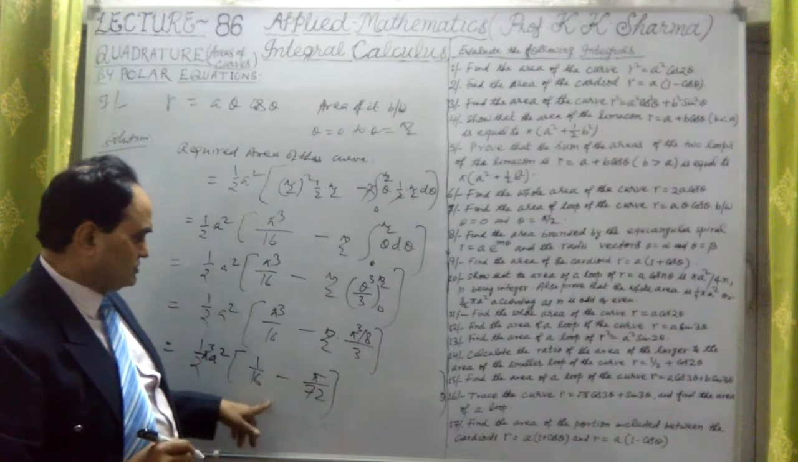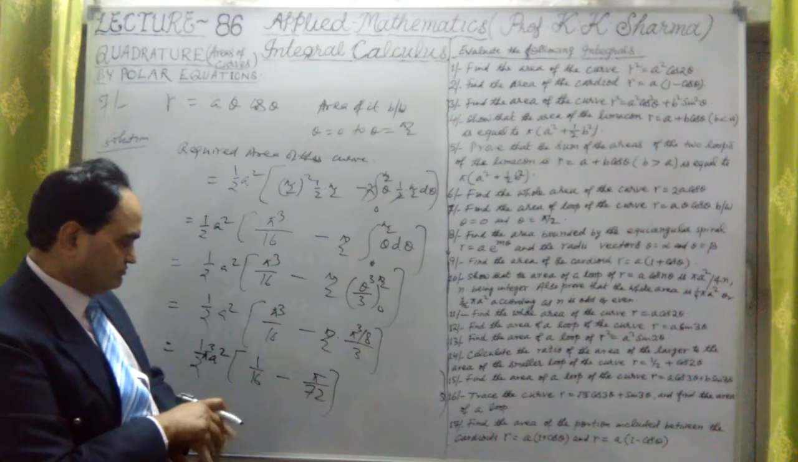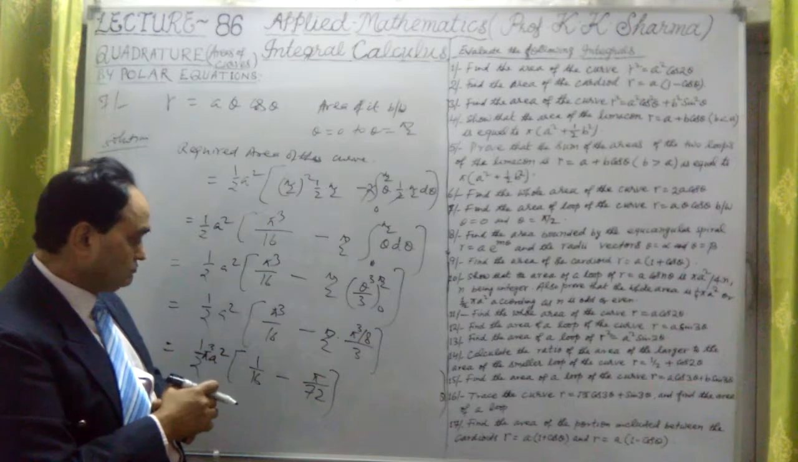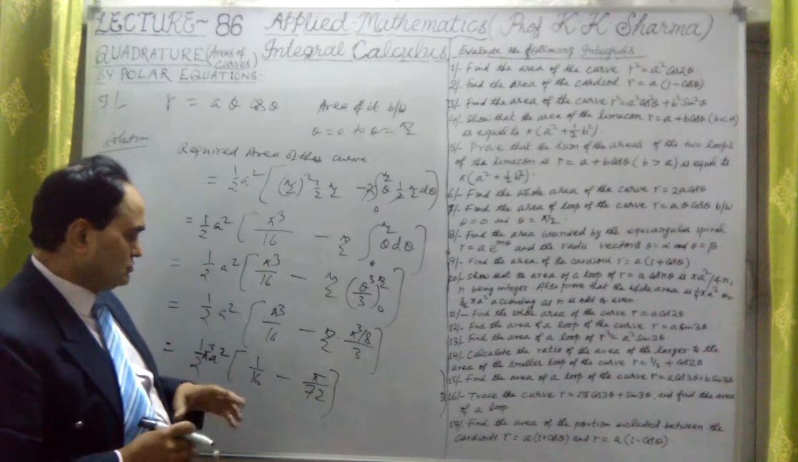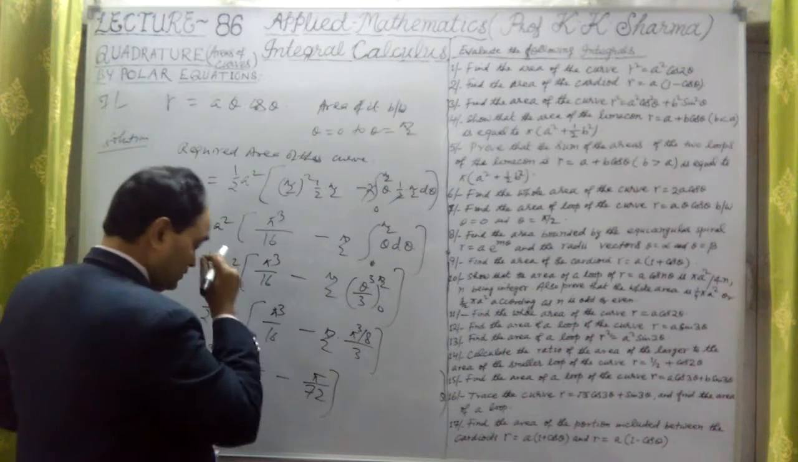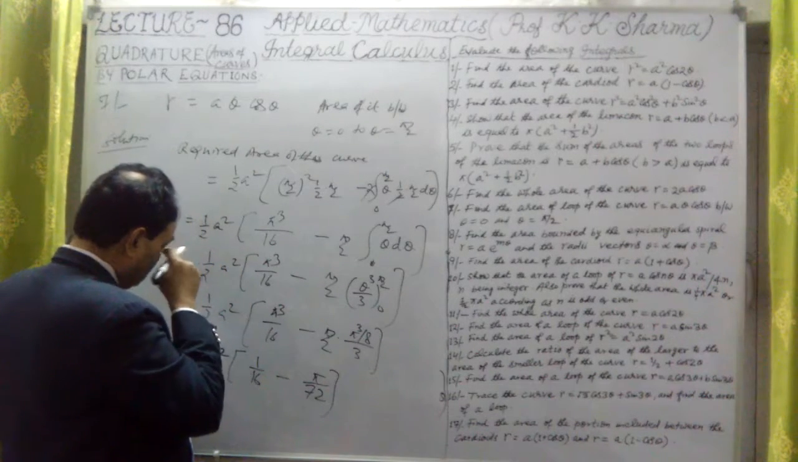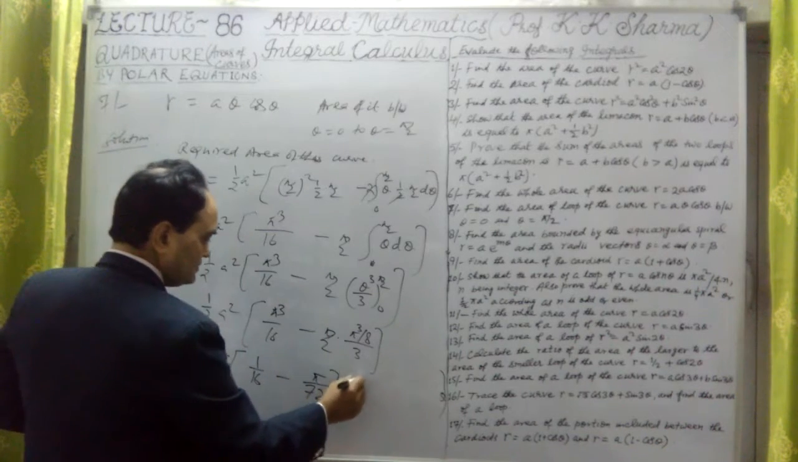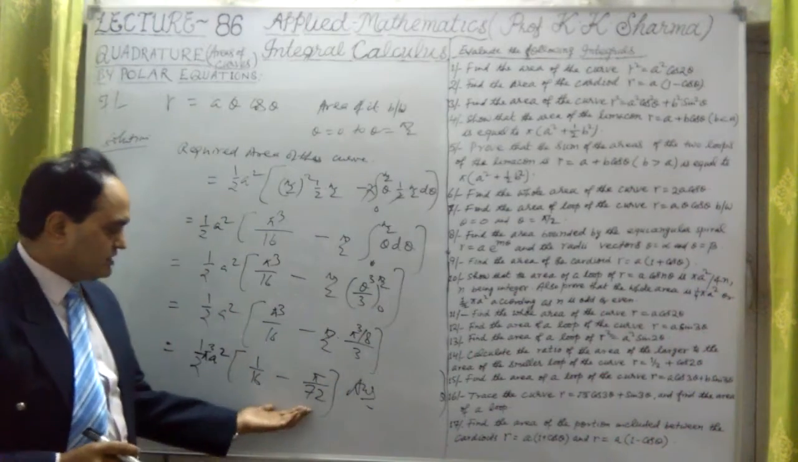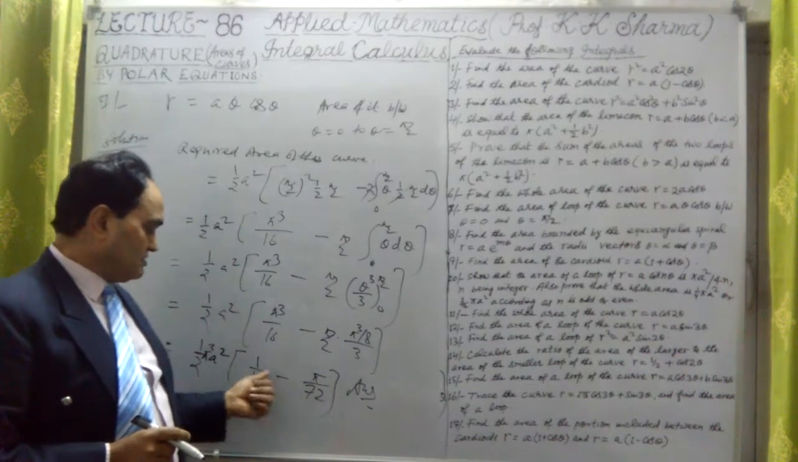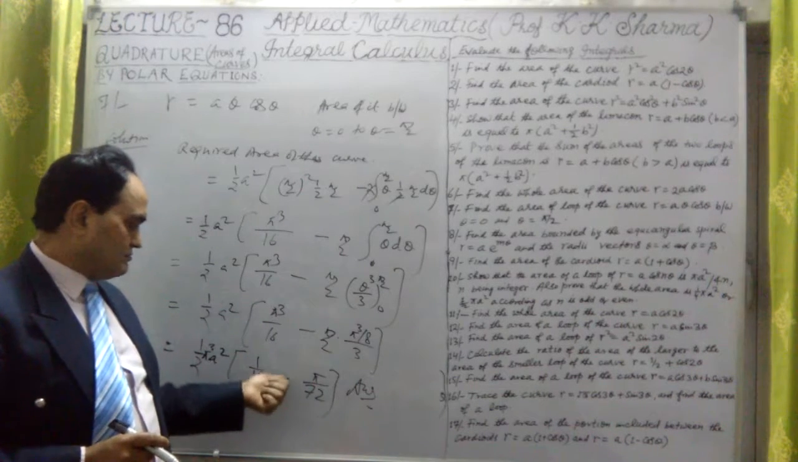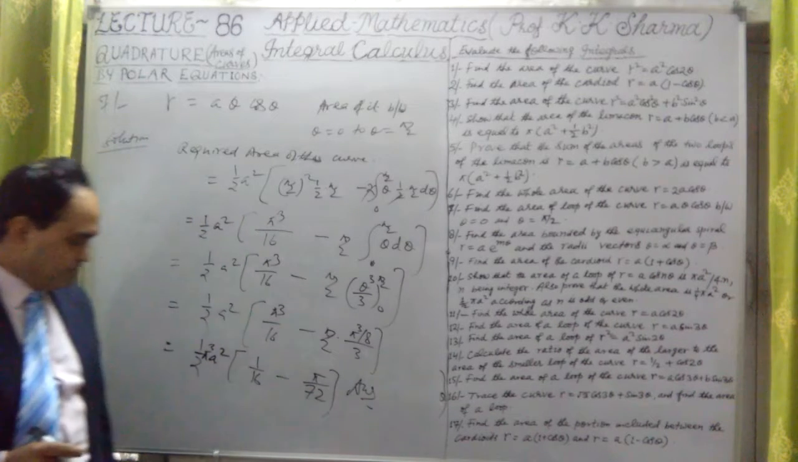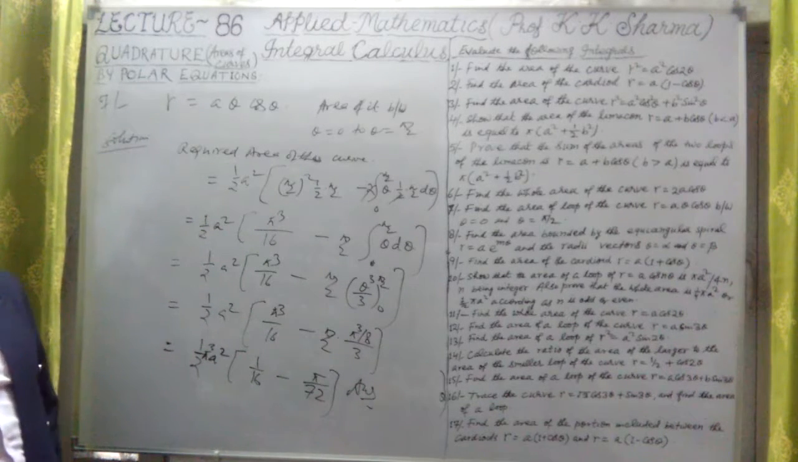And even we could take 8 common. Okay, this is 72 into 2. That can be taken common, 144. 144 can be taken as LCM, and then we can further do it. Okay, this is the final answer. We can summarize this by taking 144 as LCM, then it will come out as 2 into 9, 18 here minus 2 pi, that can be the answer here. So that is the answer of this question.